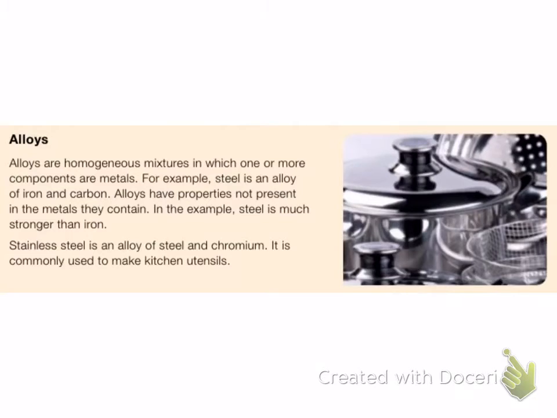Alloys. Alloys are homogeneous mixtures in which one or more components are metals. For example, steel is an alloy of iron and carbon. Alloys have properties not present in the metals they contain. In the example, steel is much stronger than iron. Stainless steel is an alloy of steel and chromium. It is commonly used to make kitchen utensils.